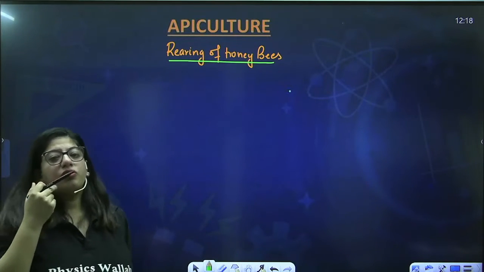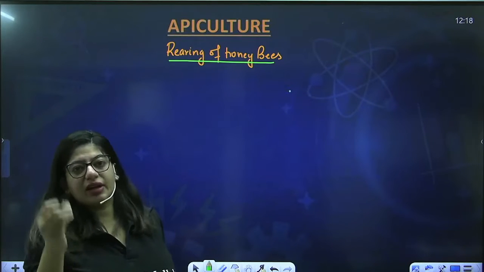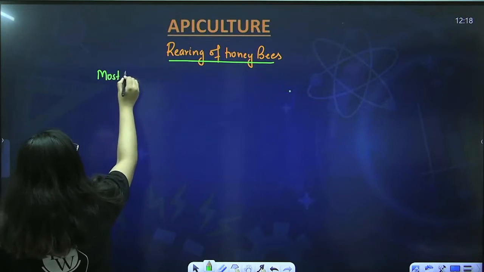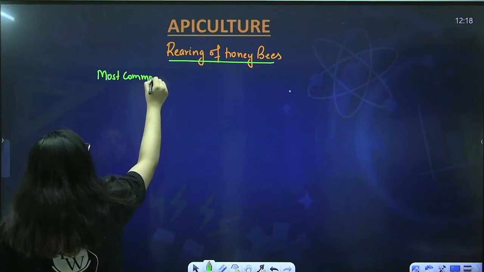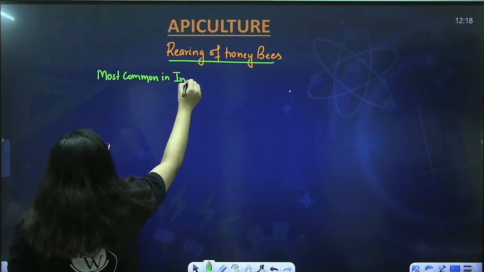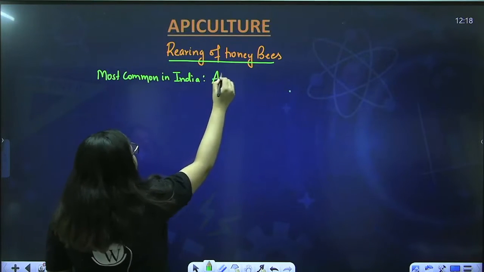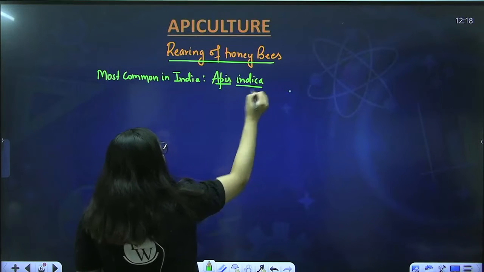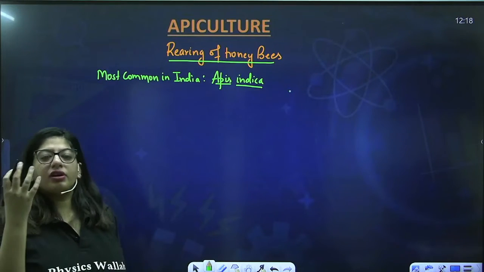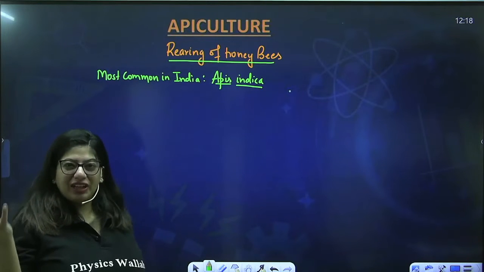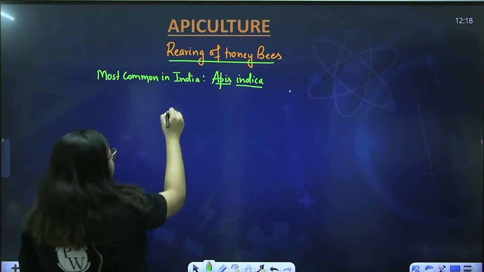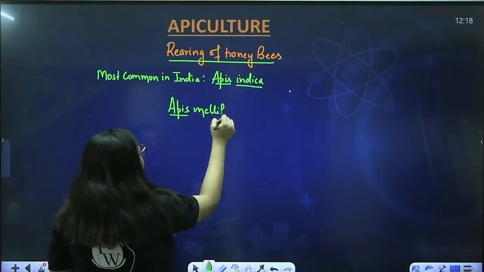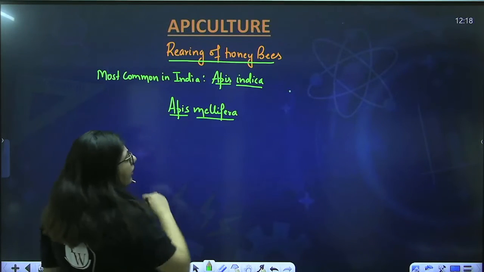So now why do we want honeybees first of all, and what's the scientific name of honeybee? The most common honeybee in India is Apis indica. Apart from that, there are also some important honeybees that we take from other countries, right? Like we have Apis mellifera. Apis mellifera is a very good quality honeybee and a high yielding honeybee.